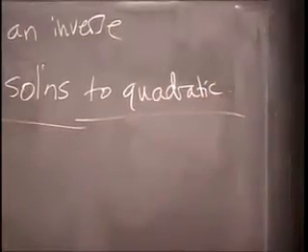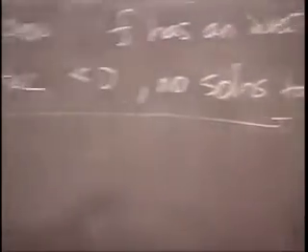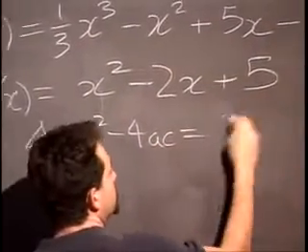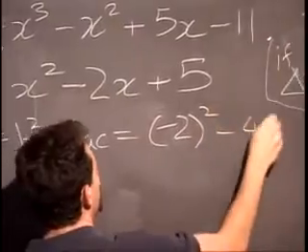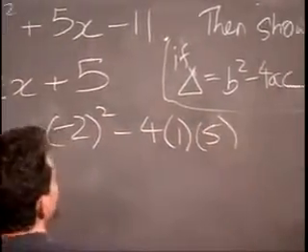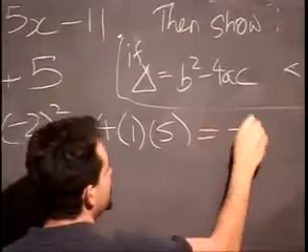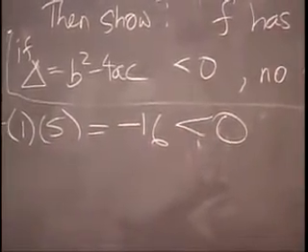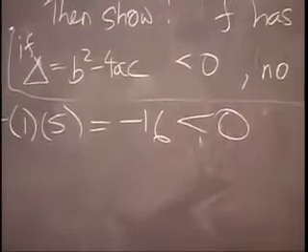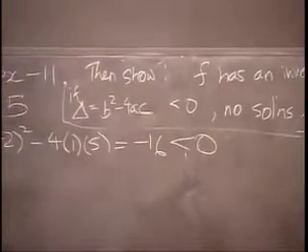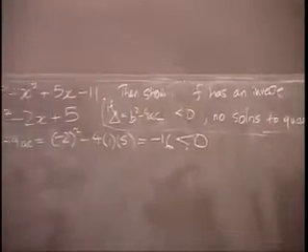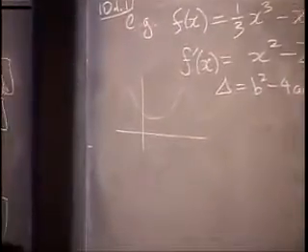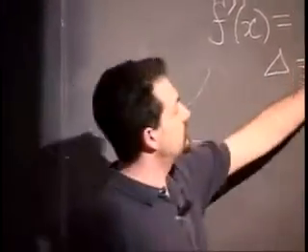So in this case, the discriminant is minus 2 all squared minus 4 times 1 times 5. So that's 4 minus 20, negative 16, which is less than 0. So this means that this quadratic does not cross the x-axis. Whatever its graph looks like, it must be either always above or always below the x-axis. In fact, it must be always above, because if you put x equals 0, you get 5.